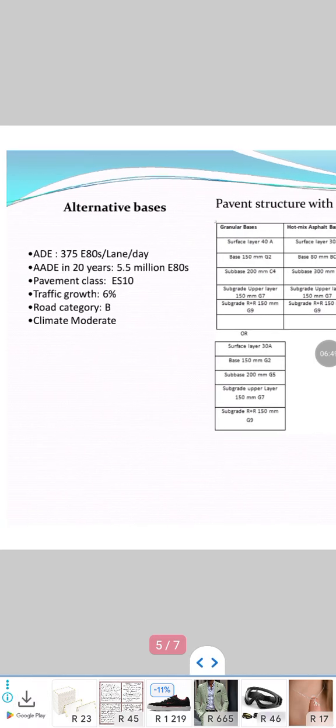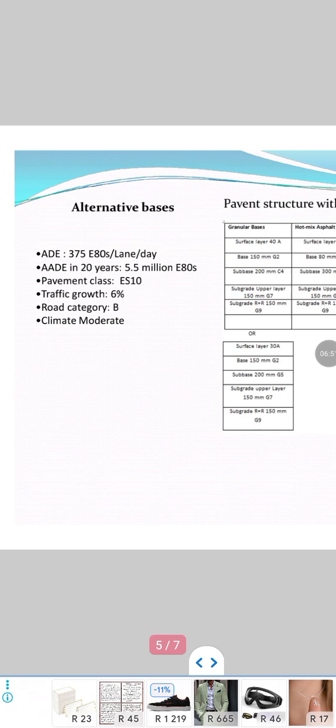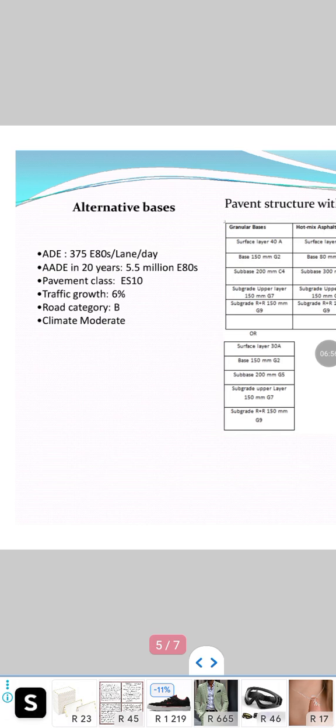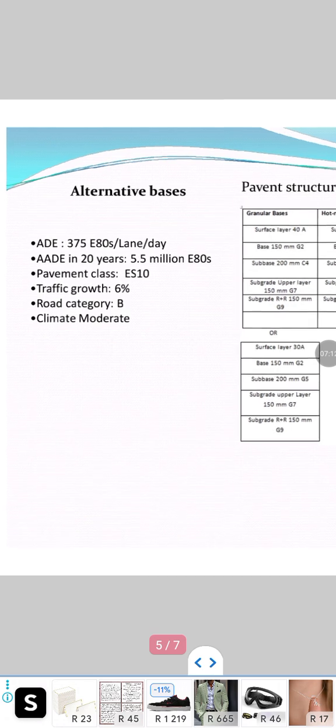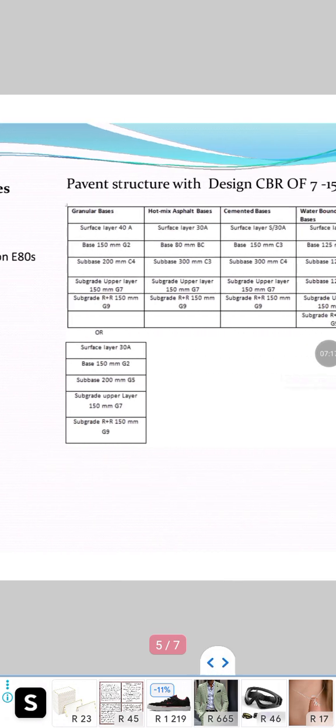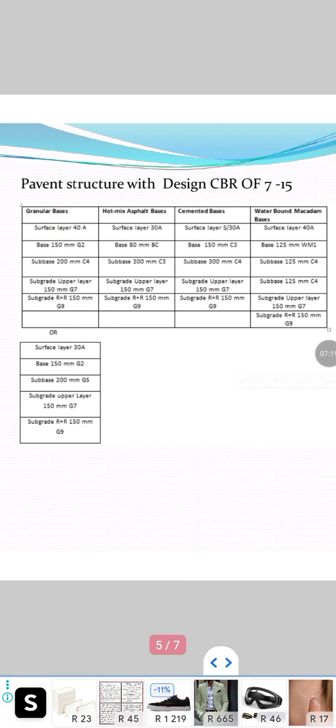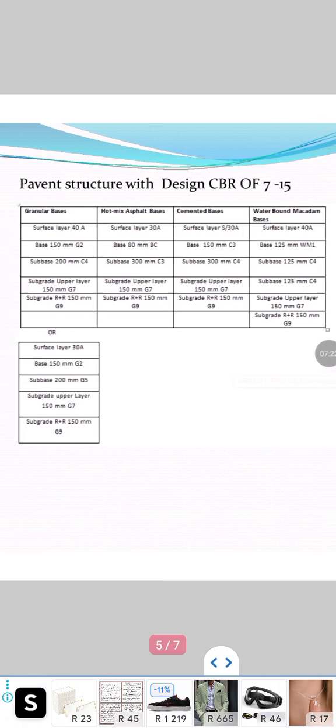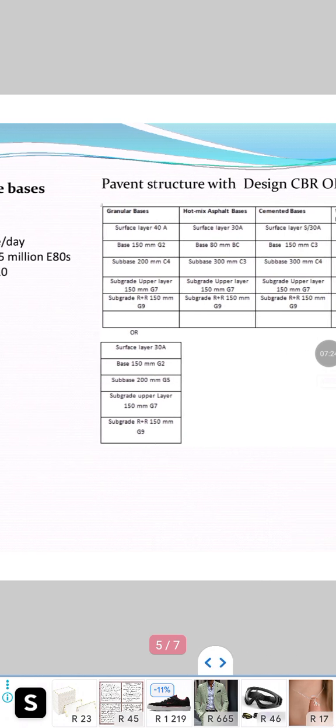So these are our design data for the alternative bases. The ADE is 375 E80 per lane per day from the design data. For 20 years it is 5.5, which gives us the pavement class of ES10, and our traffic growth is 6%, road category is B, and the climate is moderate. With that information, these are the alternative bases that we find.